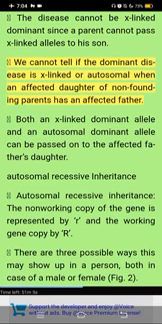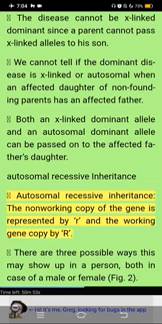We cannot tell if the dominant disease is X-linked or autosomal when an affected daughter of non-founding parents has an affected father. Both an X-linked dominant allele and an autosomal dominant allele can be passed on to the affected father's daughter. Autosomal recessive inheritance. The non-working copy of a gene is represented by r and the working gene copy by R. There are 3 possible ways this may show up in a person, both in case of a male or female.